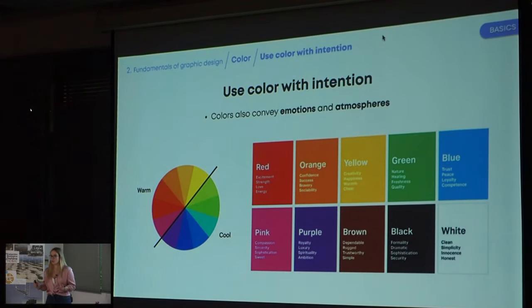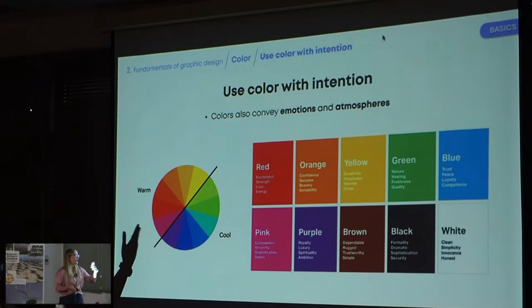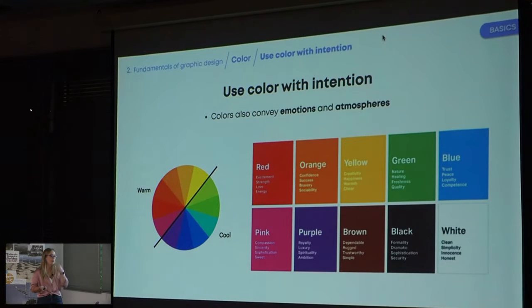But there's really no right or wrong with color. The only thing that we have to follow is that we have to use color with intention. There are several ways of doing that. One of them is understanding that colors also convey emotions. We've all heard that there are some colors linked to certain emotions. Like, for example, red to love or strength, yellow to happiness, green to nature, white to simplicity, black to drama or sophistication. And at the end, it might not seem very important, but unconsciously it is.